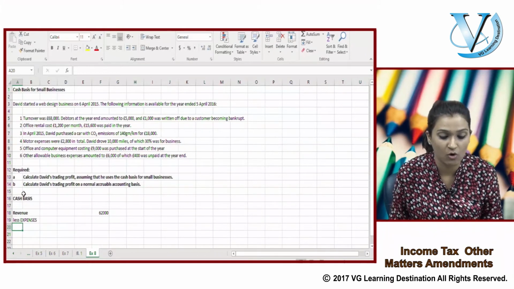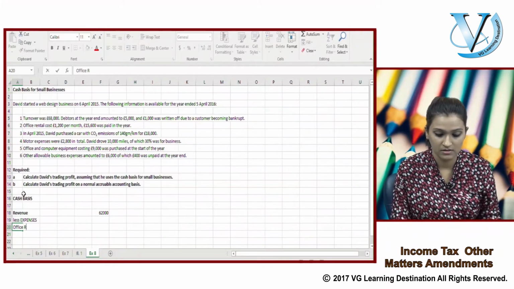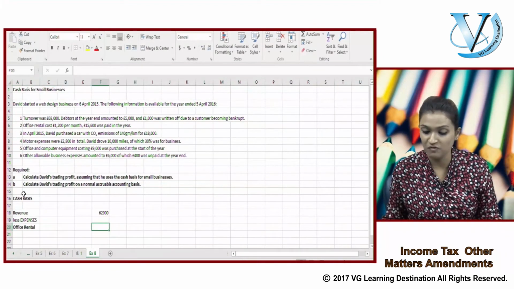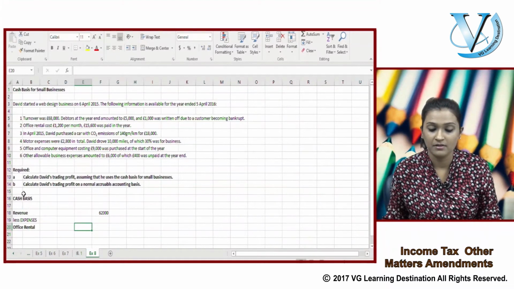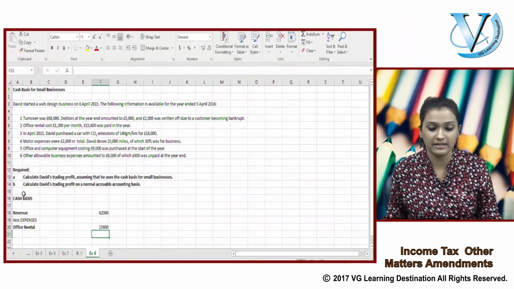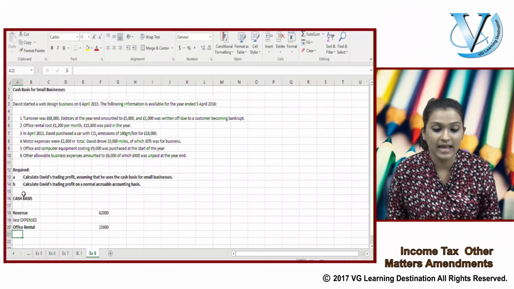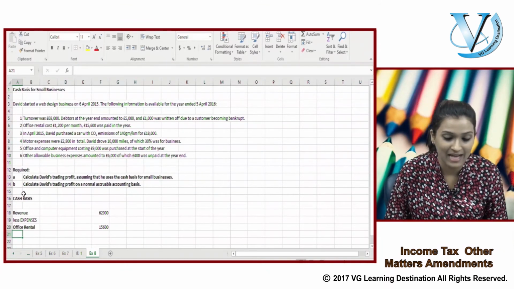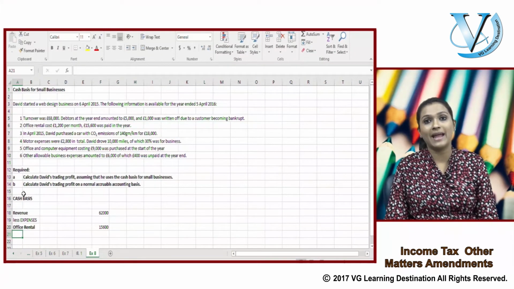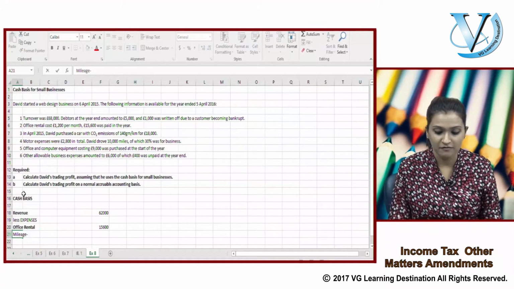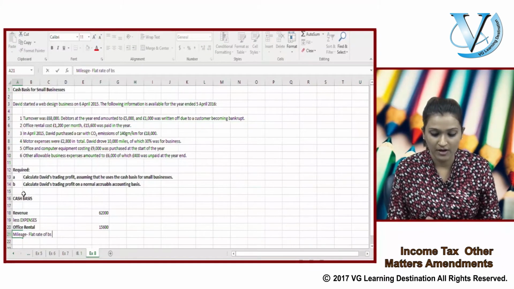The first expense being office rental. On a cash basis, how much have you actually spent? You've spent 15,600 was paid in the year. Very well. What next? In April 15, David purchased a car with CO2 emissions of 140 grams per kilometer for 18,000 pounds. So you're only going to claim mileage of it. Mileage, that too at a flat rate of business use.